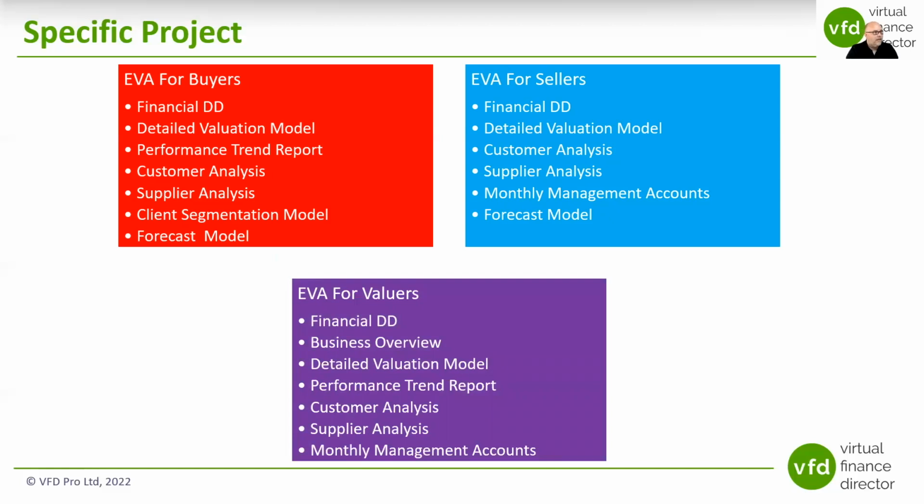So if I take, let's for instance, the unfortunate event of a divorce, where we have to just value a business in order to produce some sort of settlement, I'm going to need the financial due diligence again. I've got some reporting which helps me understand what's happened in this business over the last year. I've got my detailed valuation model, and then I might need some monthly management accounts to back that up.